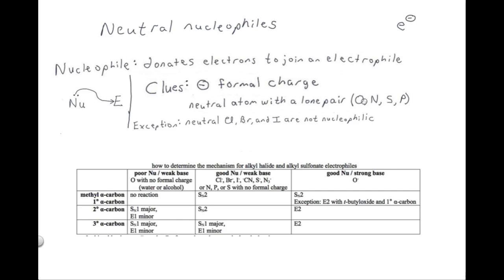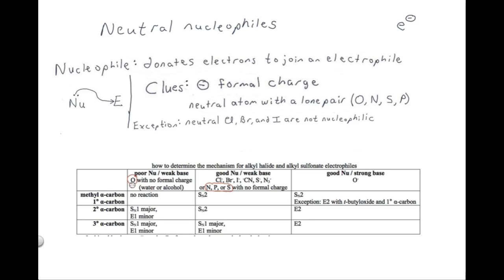Pause the video and see if you can find each of these elements in this table. Well, here's neutral oxygen, and here are neutral nitrogen, phosphorus, and sulfur. So you can see that there's an important difference between these elements.